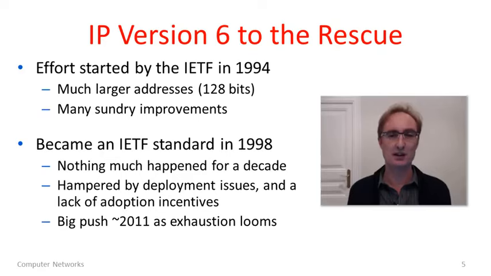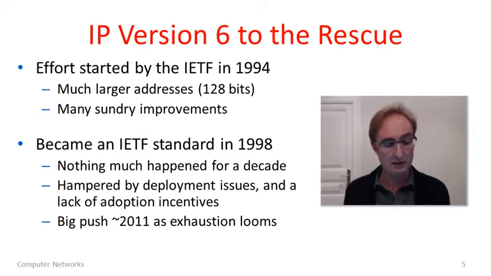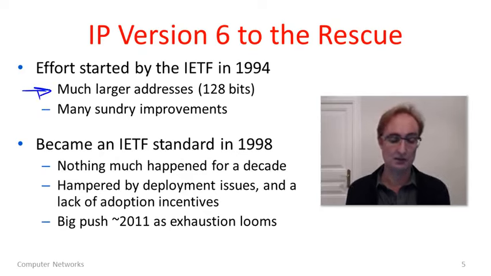IP version 6 was an effort started almost 20 years ago by the IETF in 1994, following on some research. The main feature of it, really motivated by this addressing crisis, the exhaustion of addresses, is much larger addresses. These addresses are 128 bits long, and 2 to the 128th power is an enormous number. It's not simply 4 times as big as 2 to the 32, it's 2 to the 96 times as big. So there are more addresses than essentially every device on the planet in the foreseeable future in this number, many more.